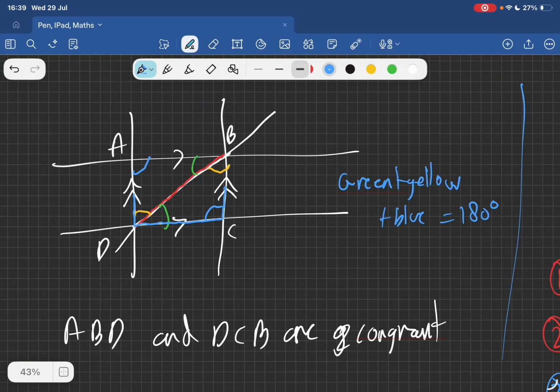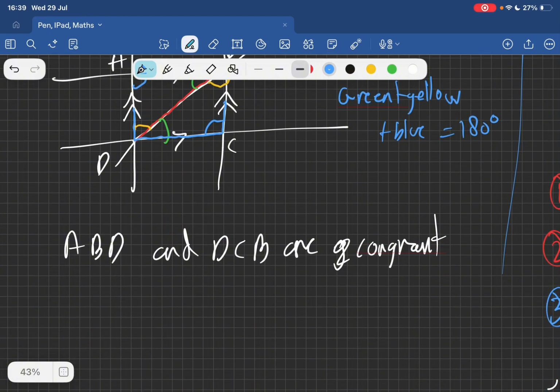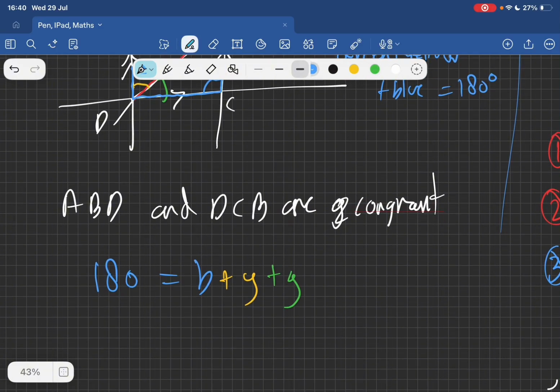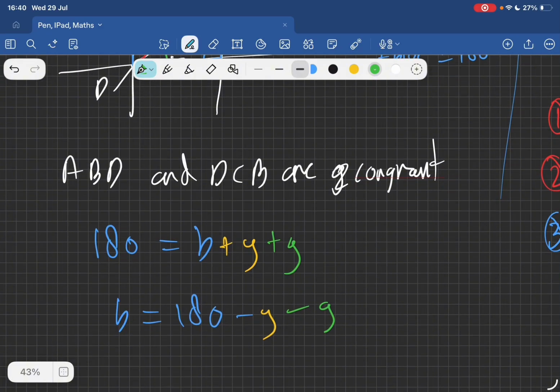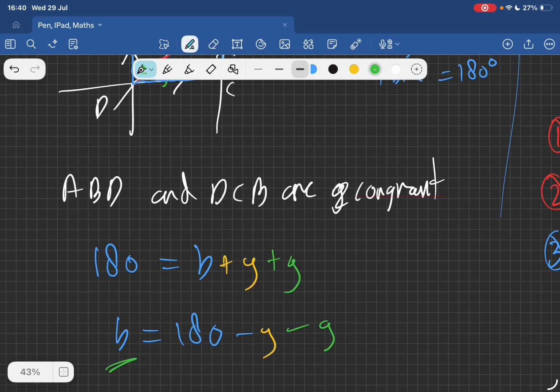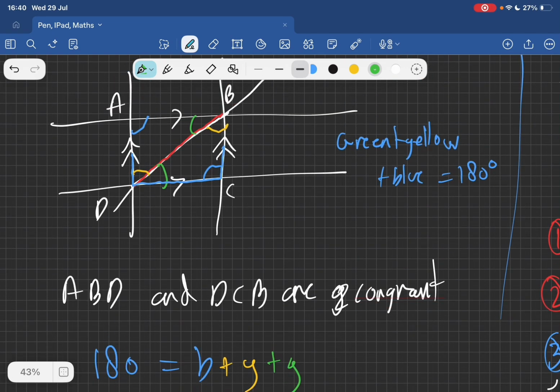Well, they need to be the same because what we have, let's write out our equation, we've got 180 degrees equals our blue plus our yellow plus our green. So in both these cases, we've got that our blue angle is 180, take away yellow, take away green. So it didn't matter what blue was, they are both blue now, but both of them are equal to 180 take away our yellow angle, take away our green angle, because we've got another U angle here.